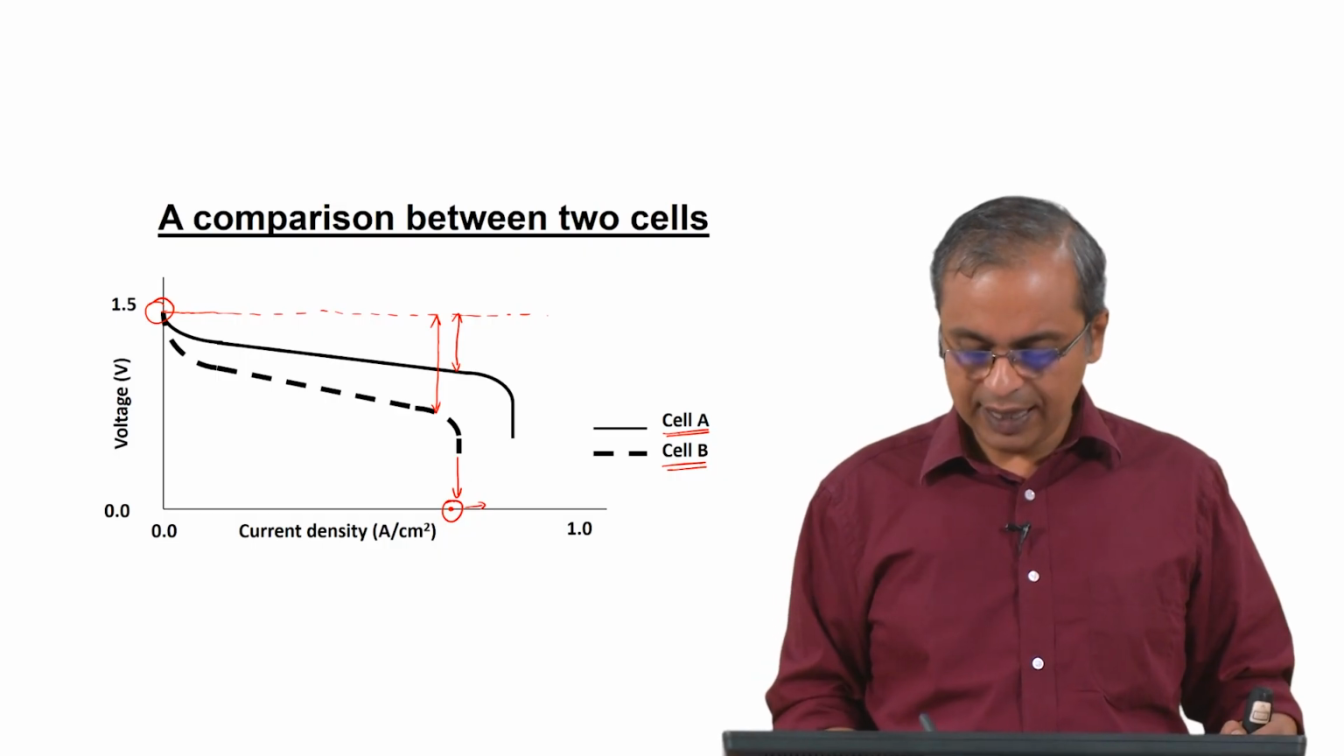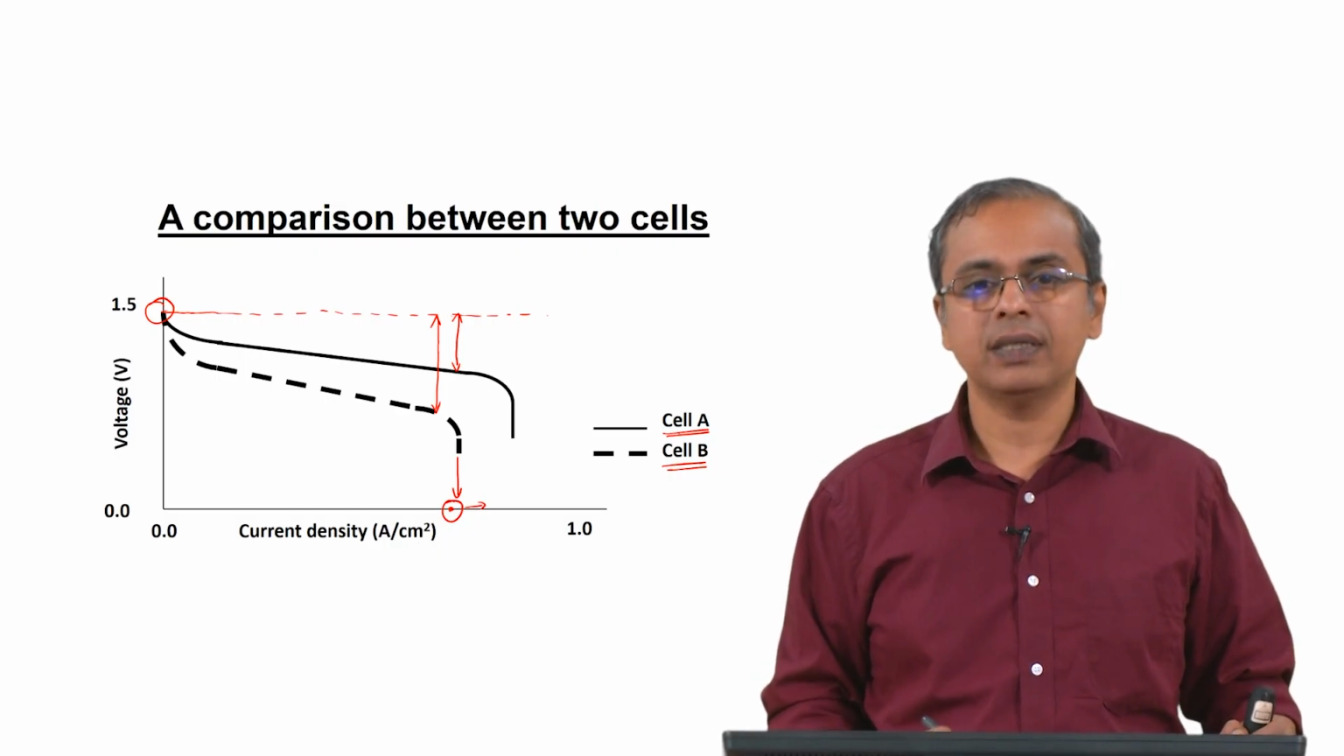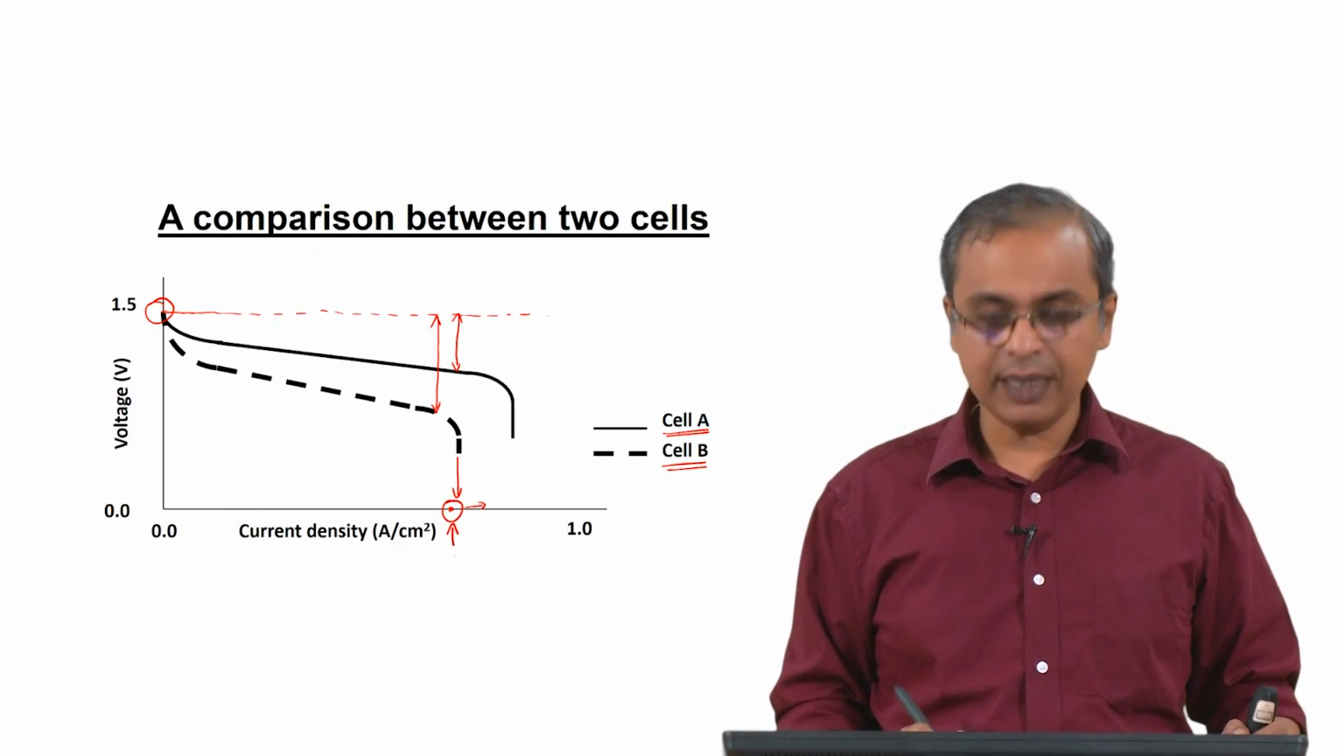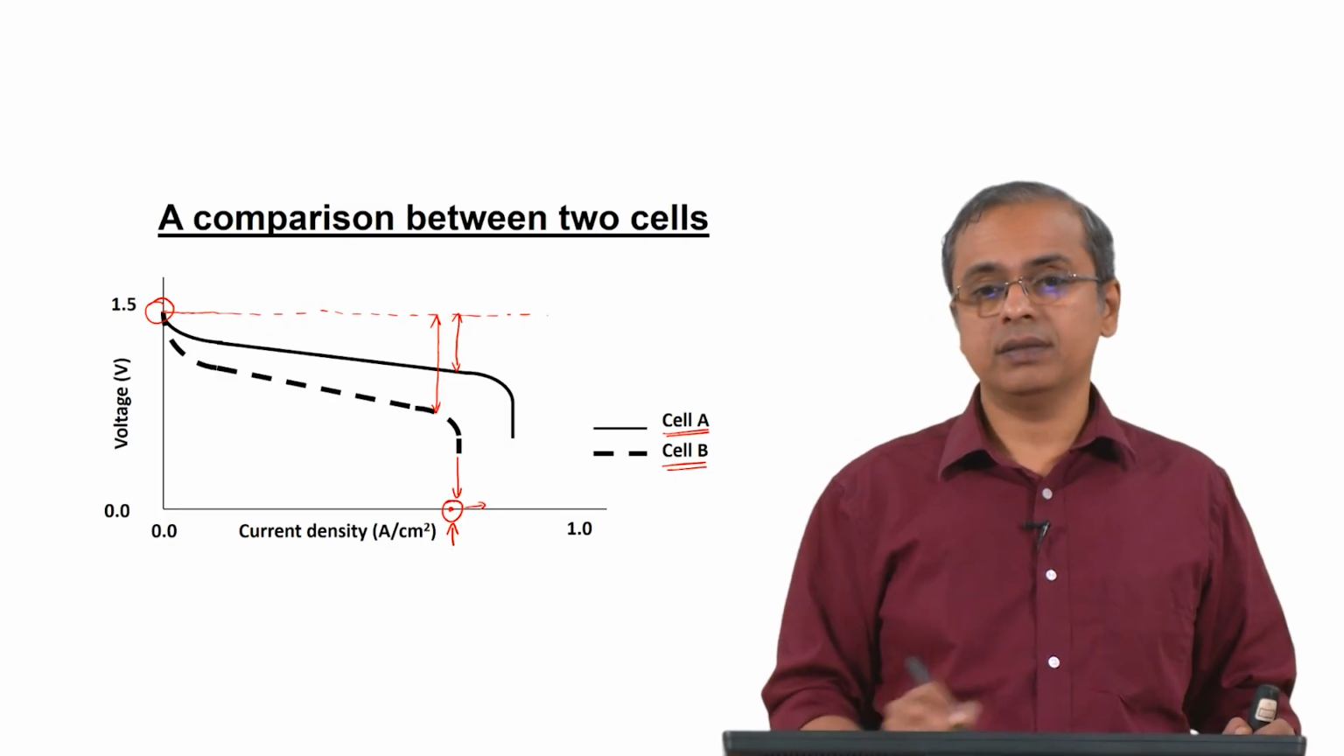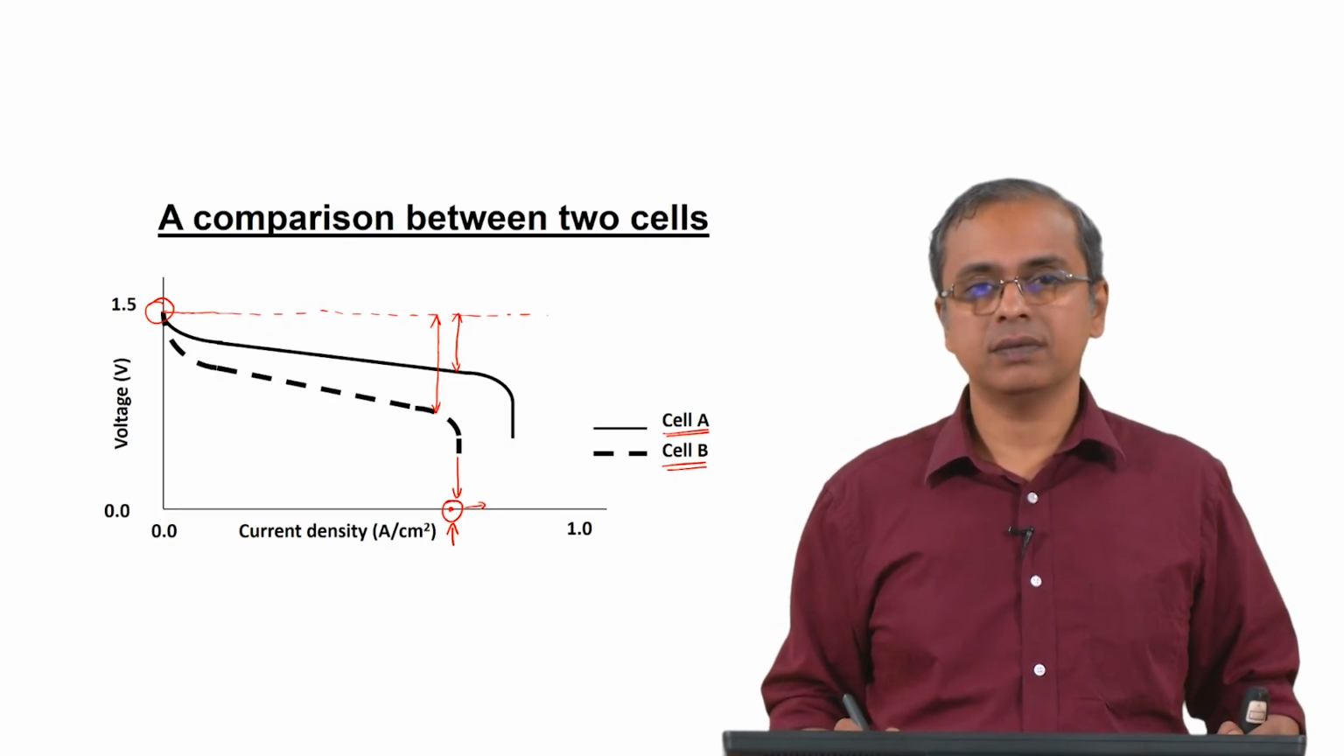So, clearly for any current density higher than this operating point that I am marking here, you cannot use cell B, you can only use cell A, right.